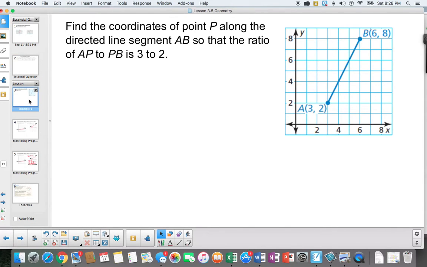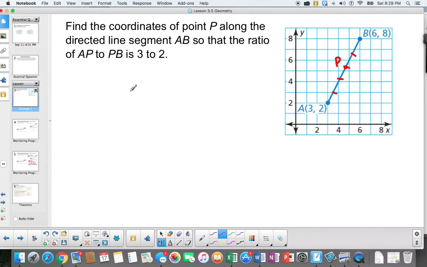We want to find the coordinate of P along the directed line segment A to B so that the ratio is in a 3:2 ratio. What does that mean? Well, a 3:2 ratio means 5 parts: 1, 2, 3, 4, 5. So in a 3:2 ratio we want to put P right about here, and we want to find the coordinates of it.